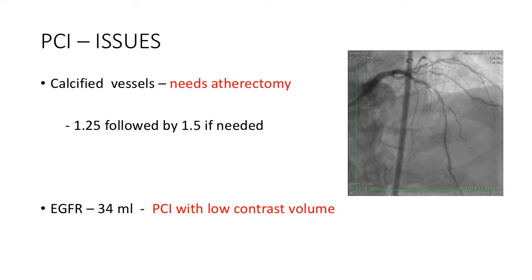And the second challenge is eGFR. So we can't give much contrast, so we have to do angioplasty with low contrast volume. As his creatinine was 1.7 and weight is around 65 kgs, probably we cannot use more than 70 to 90 ml of contrast for this patient.